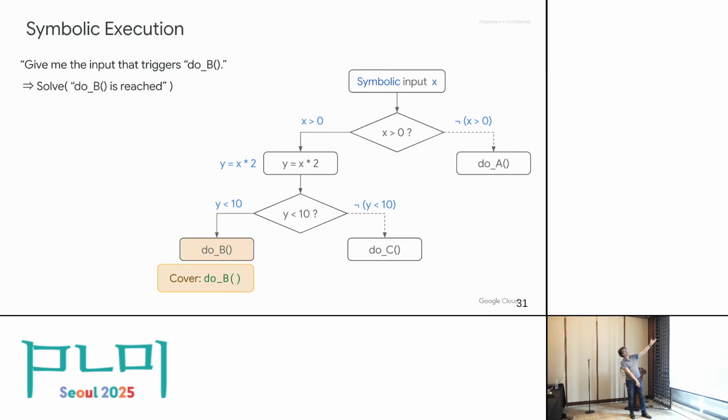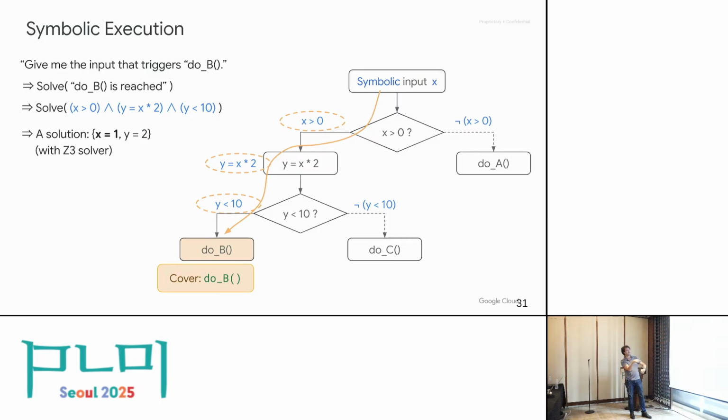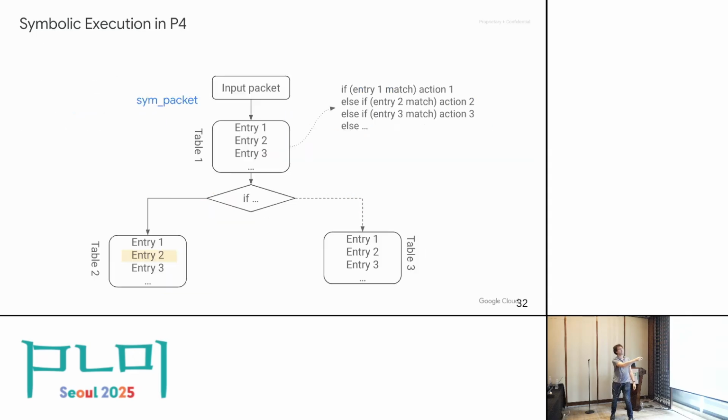And then it's going to try to solve how do I get do B is reached? How does it do that? Well, it computes this path, grabs the constraints, solves this equation. We don't need to build these sorts of things. There are plenty of SAT solvers in the world. Use Z3, use anything else. X equals 1 is the solution. Great. How does this look in our world?